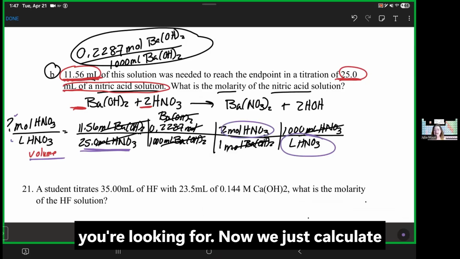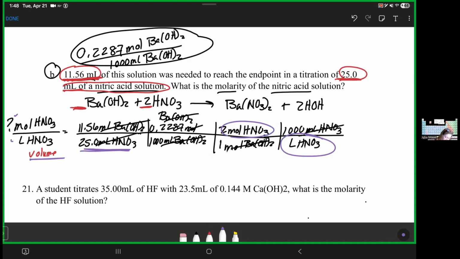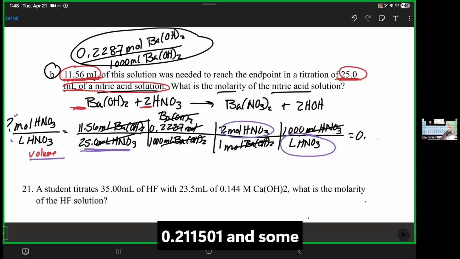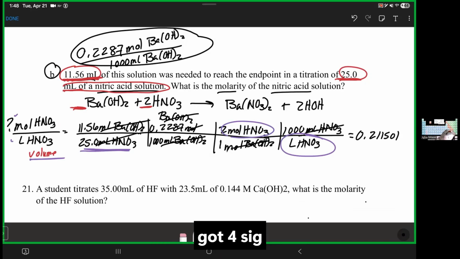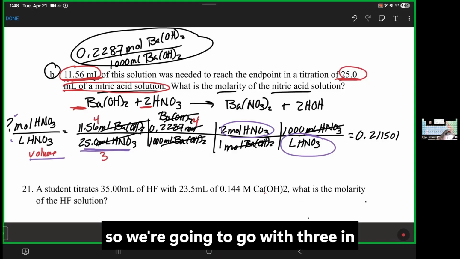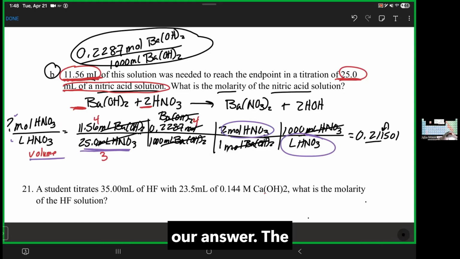Now we just calculate that. And I get 0.211501 and some other numbers. I've got 4 sig figs here, 4 here, 3 here. So we're going to go with 3 in our answer. The 5 will round the 1 up, so 0.212 molar nitric acid.